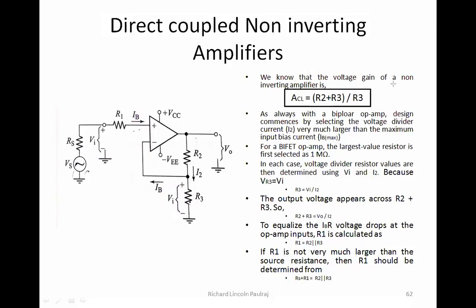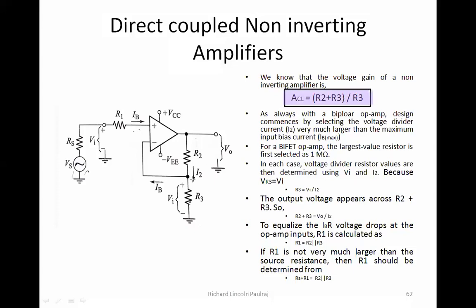So we know the voltage gain of a non-inverting amplifier. Now please take down this formula. As yesterday I was mentioning the importance of taking down the formula and noting it down in one place so that it becomes easy for you to look into them before your examinations, right? So we have the formula ACL is equal to R2 plus R3 divided by R3. Okay, so ACL is equal to R2 plus R3 divided by R3.